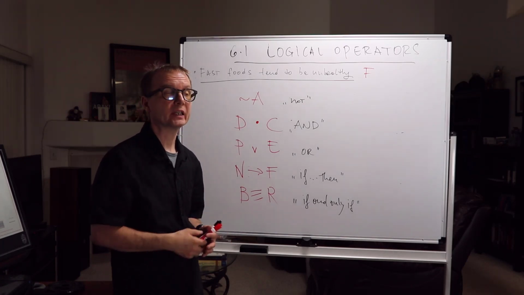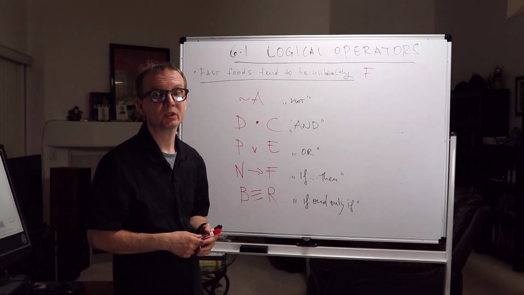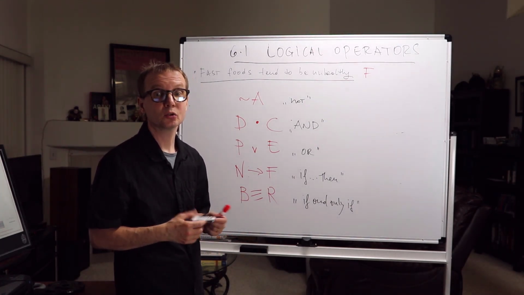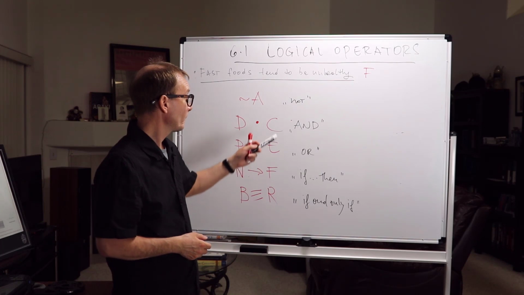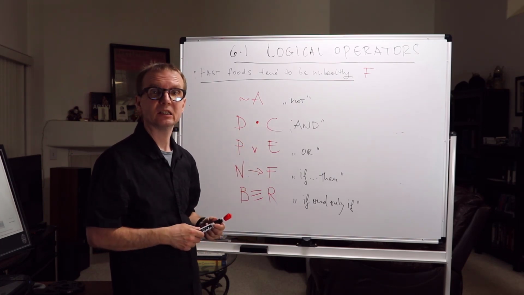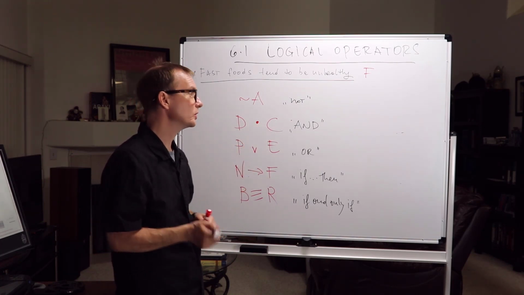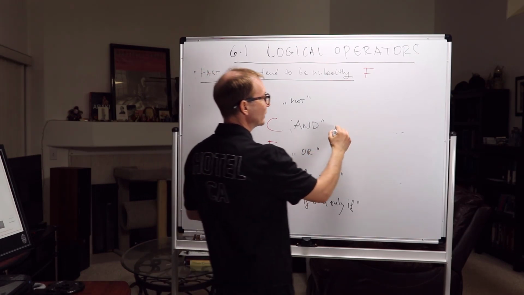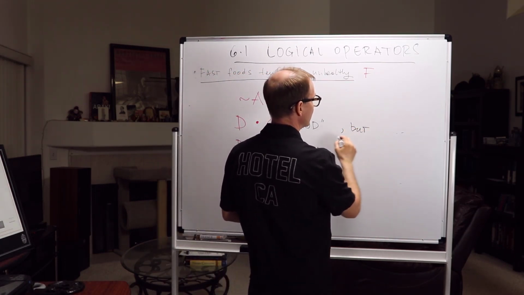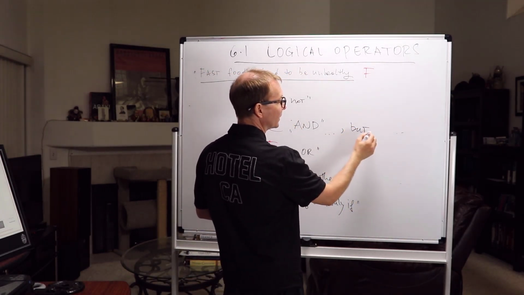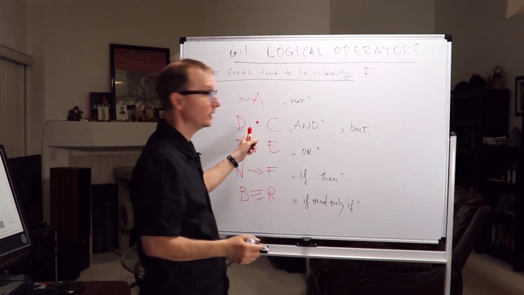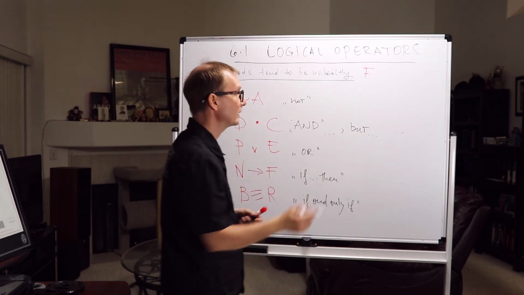But in language, again, there are a few other situations when you can pronounce them slightly differently. So for example, instead of "and," in some situations you can also see "but." So blah blah blah, but blah blah blah. That would also be translated as a dot. And "however."